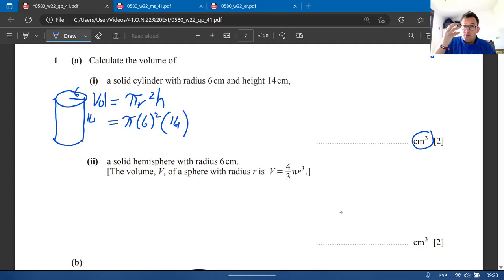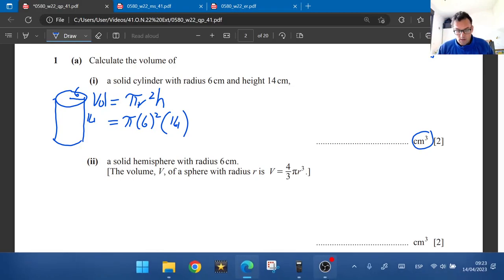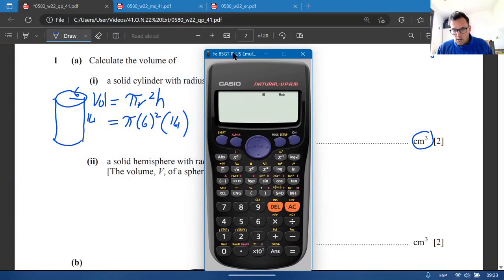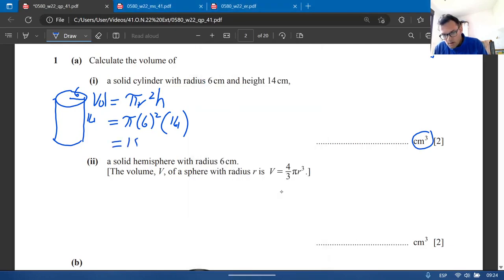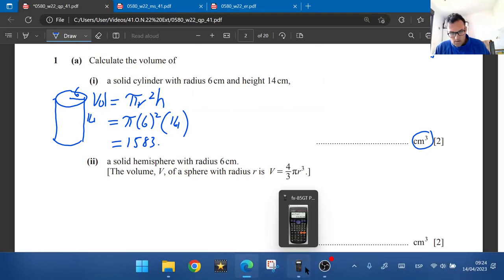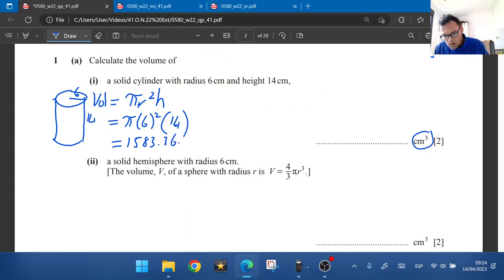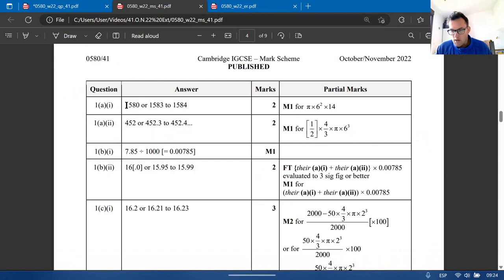Okay, 6 squared, of course, gives us centimeters squared. Times the height, another centimeter, gives us centimeters cubed. So, let's put that into the calculator. And there we go, 1,583.36, etc. And then if you're going to round it to 3 significant figures, cut it off there, it'll be 1,580. Looking at the mark scheme, round it to 3 significant figures, or if you write the unrounded answer, you also get full marks. And there's the working out. Perfect.